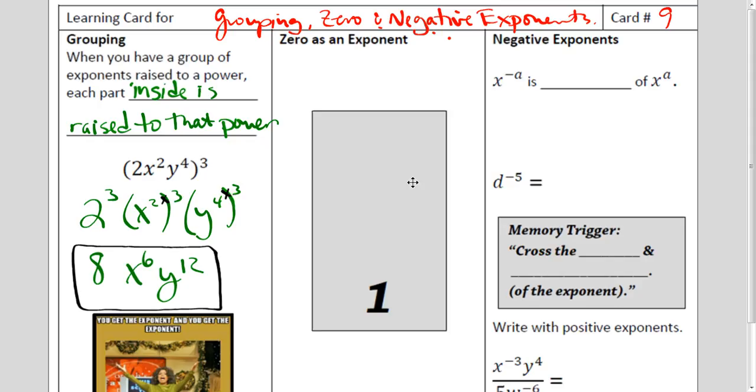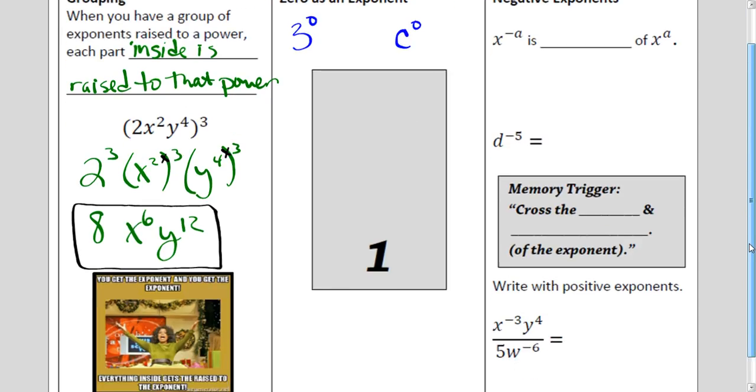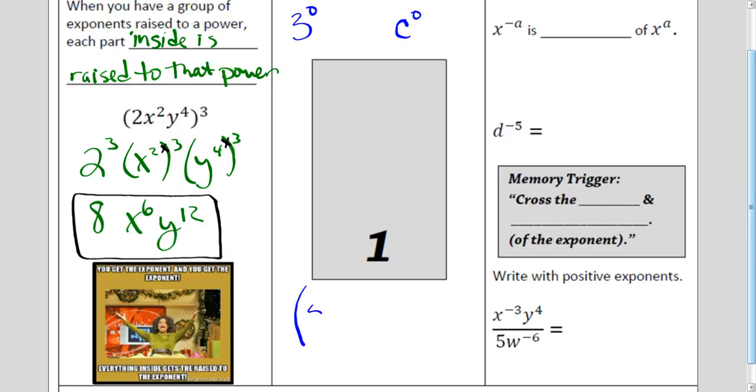Over here in the middle, 0 is an exponent. All I have here for you is a big 1. And why is that? If I have 3 to the 0 power, or if I have c to the 0 power, or let's say maybe even, let's get crazy here, 5x squared y to the 3rd over z, all of that to the 0 power.